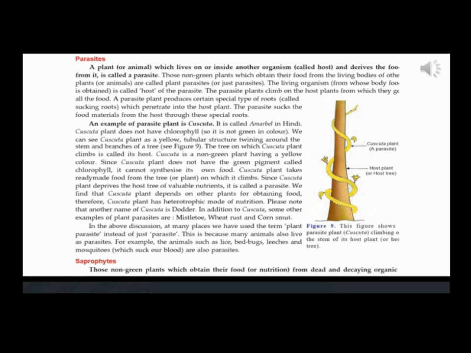And we also find that since Cuscuta plant depends on other plants for obtaining food, therefore Cuscuta plant has heterotrophic mode of nutrition. Okay, children? Yes. Now, come to the next. Saprophytes.